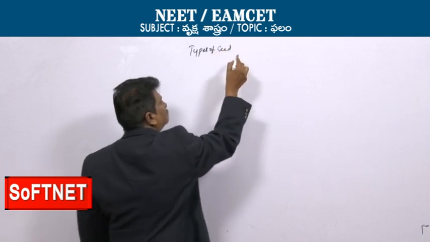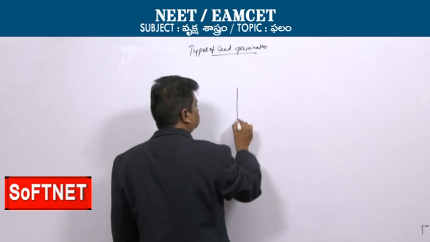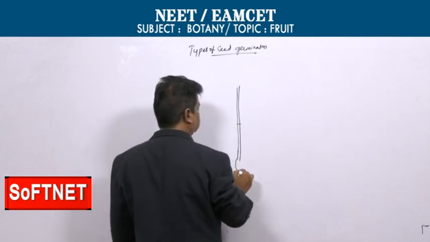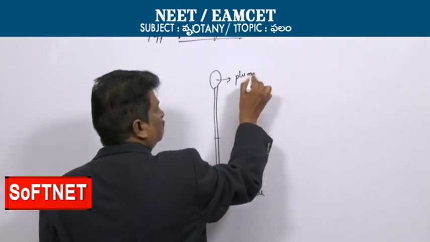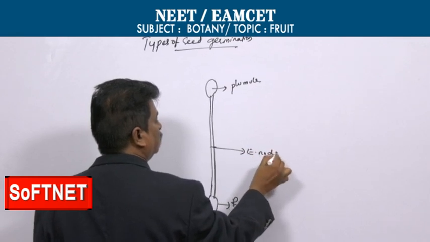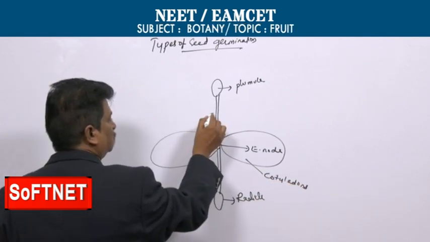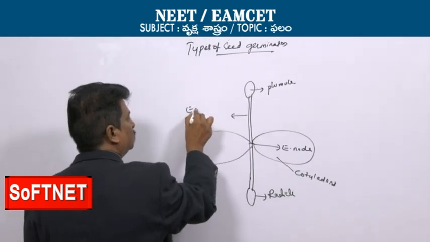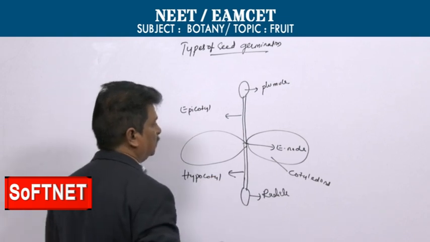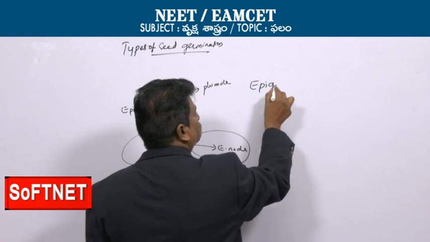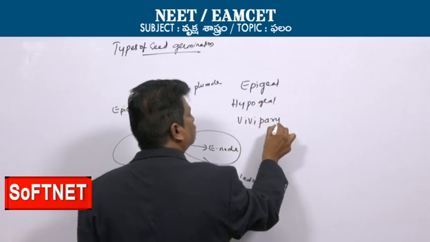So next one, types of seed germination. Radical, plumule, embryonic node, cotyledons, the embryonic axis between node and plumule, epicotyl, and hypocotyl. So there are three types of seed germination: epigeal, hypogeal, and vivipary.